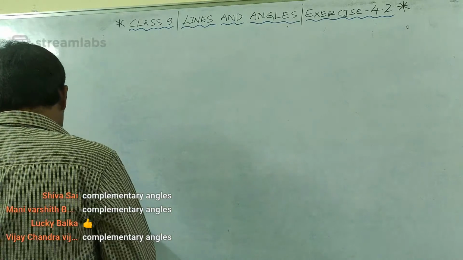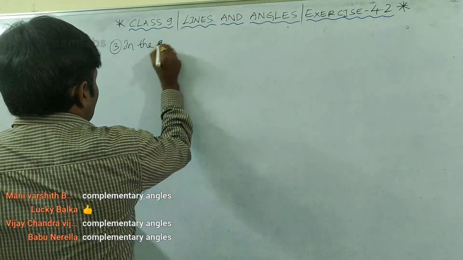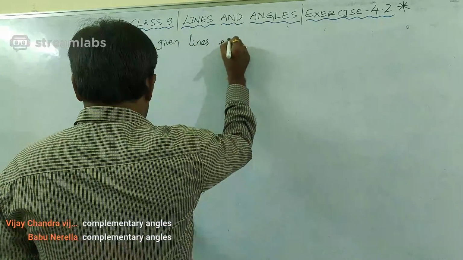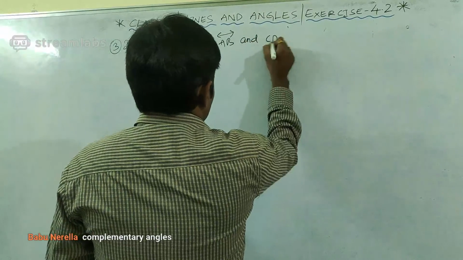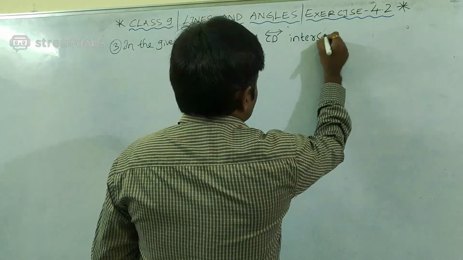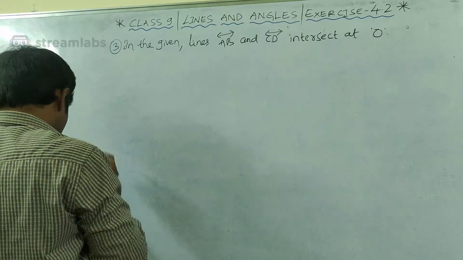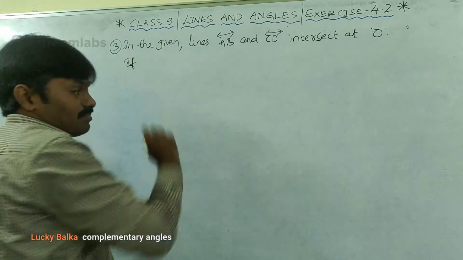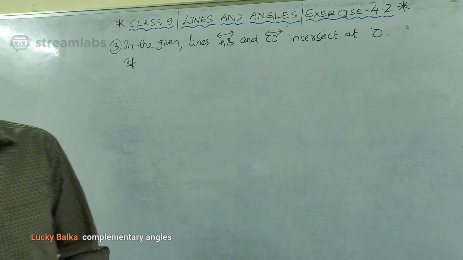In the given figure, in the given lines. Meantime, you also observe the question. In the given lines, lines AB and CD are intersecting at O. Two lines are intersecting at O. Something is missed with me in the question. I have not written the relation.